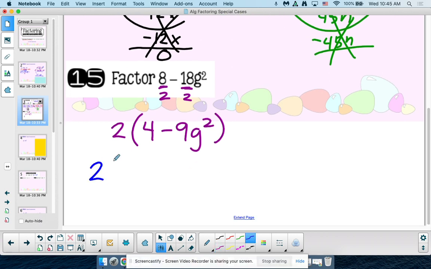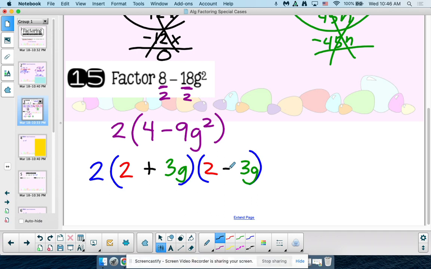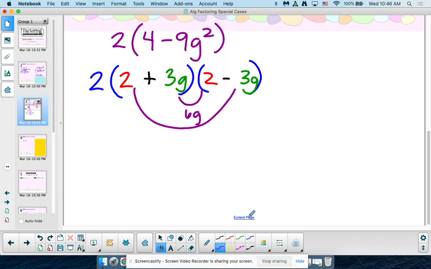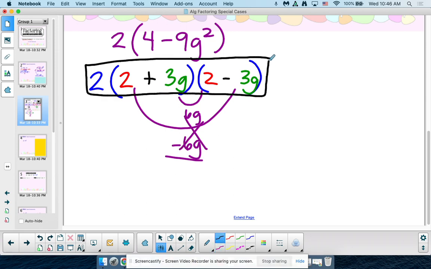I'm going to bring down that 2 because that's part of my answer. We're going to put this back into 2 sets of parentheses. What number times itself is 4? A 2 and a 2. What number times itself is 9? A 3 and a 3. Don't forget to add the g. Since we're multiplying to a negative number, I know I need a plus and a minus. Again, let's check real quick, you guys. 3g times 2 is 6g. 2g times negative 3g would be negative 6g. Those cancel. We are good to go. Good job.